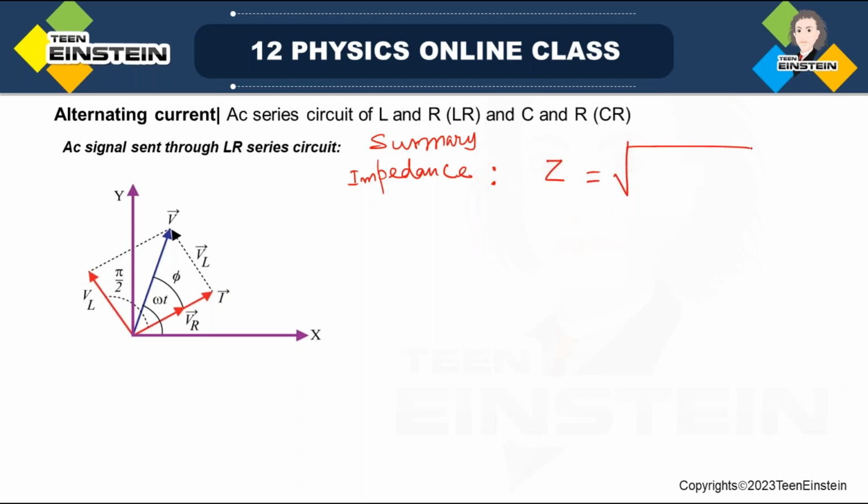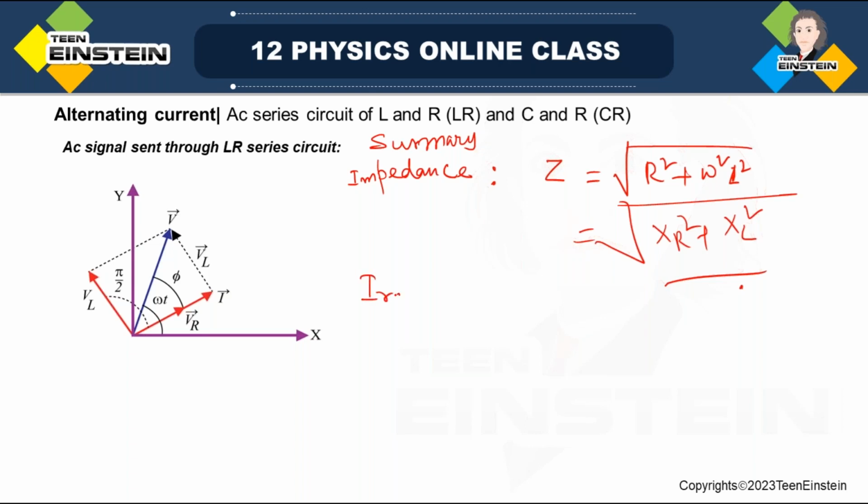For the LR circuit, it is the square root of R square plus omega square L square. This could be written as well like this. I think I am just mixing it up. It should be written XL, and we have to write XR. So this is about the impedance.